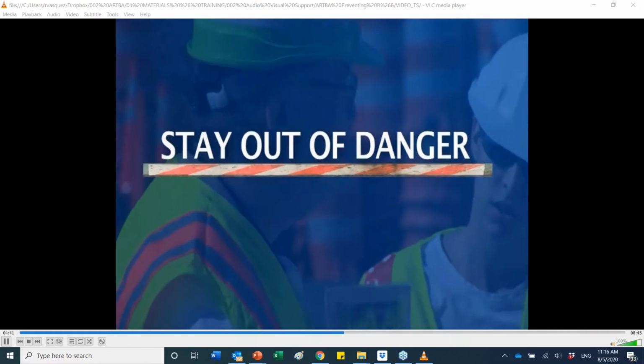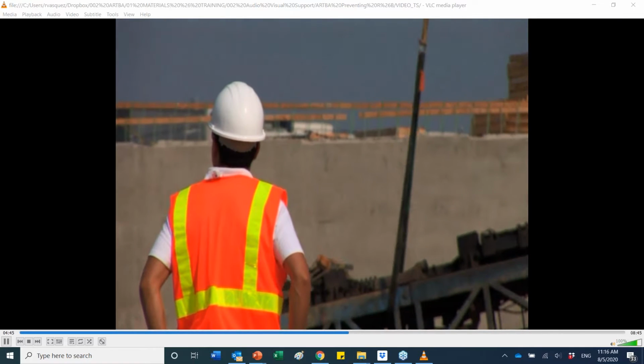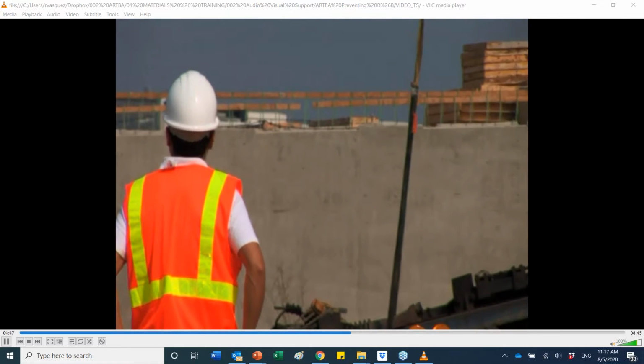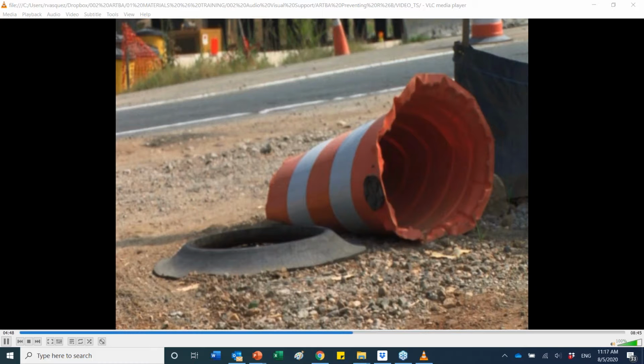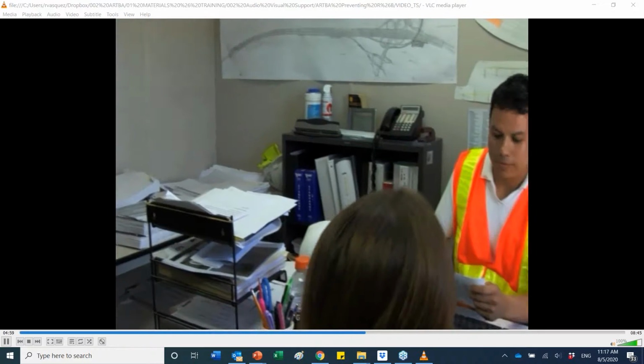Next, think safety and act safely. Your actions will reflect your thoughts and good attitude about safety. If you see cones, barrels, or other devices knocked down or out of place, alert your supervisor. If you're assigned and qualified as a flagger, be sure you know exactly what to do to control the traffic. Ask questions if you're not sure.